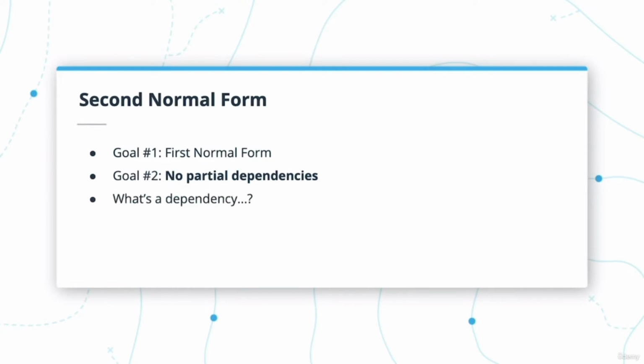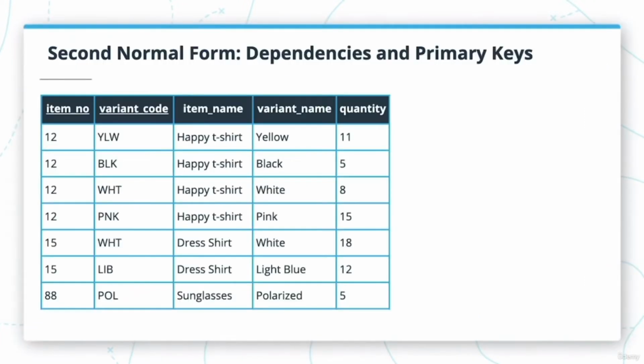What is a dependency in the context of data? Well, let's take a look at that. Dependencies are actually a topic that is related to primary keys. So let's take a look at this data set and first take a look at what the dependencies are qualitatively, and then we're going to define what a dependency actually is. So in this data set, we've identified that the primary key here is composed of item number and variant code. And so let's take a look at the rest of the columns.